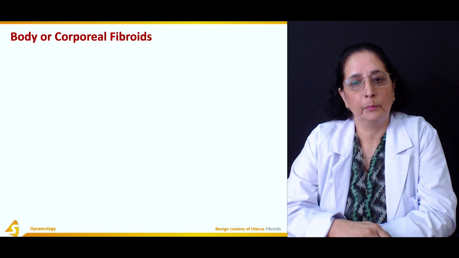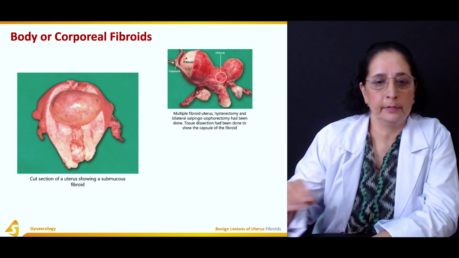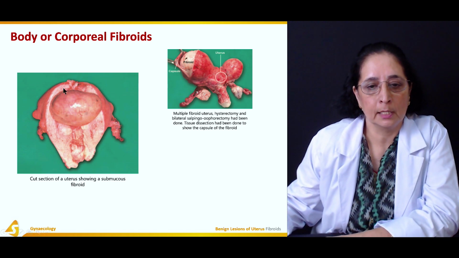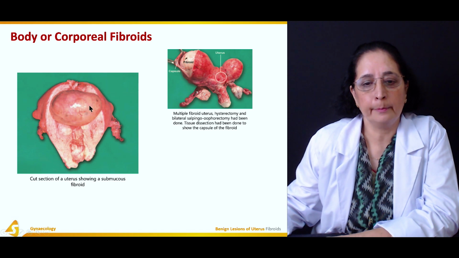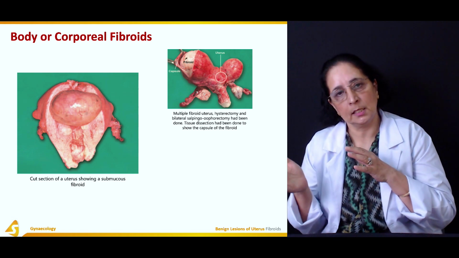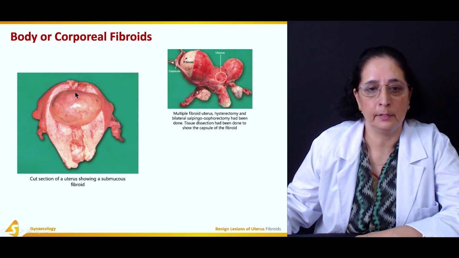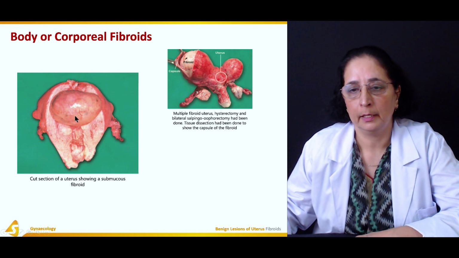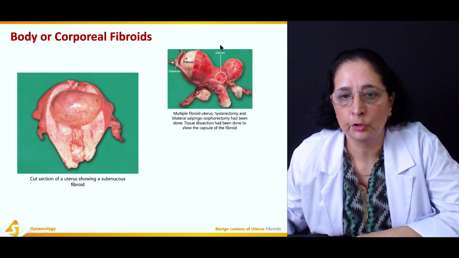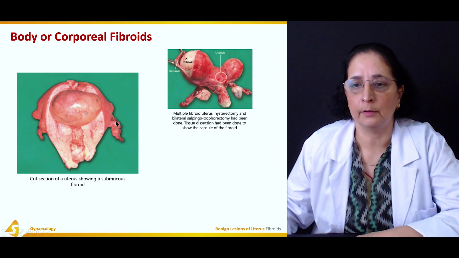Now, body or corporeal fibroids. These are the cut sections of different body fibroids. This is the uterus showing submucous fibroids. Submucous fibroids are on the inner side. Subserous is on the outer side. So here, submucous fibroid, it's a big fibroid. You can see huge fibroid. Again, this is the uterus, and this is the very big fibroid here. This is a multiple fibroid uterus, not just one fibroid.